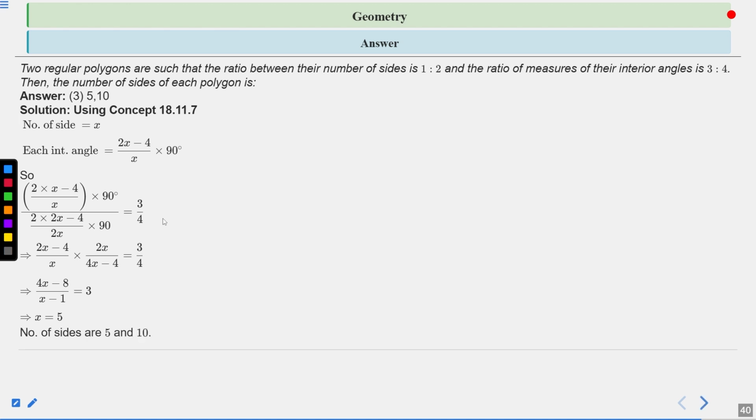Now we know the ratio of the sides is 1:2. So if x is 5, the number of sides of the second regular polygon will become 10. So the numbers of sides are 5 and 10. The third one is the correct answer of this question.